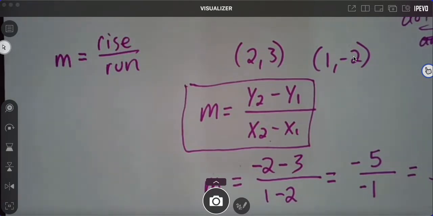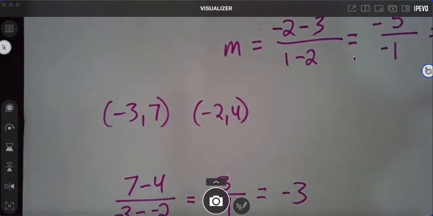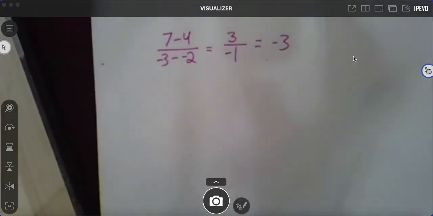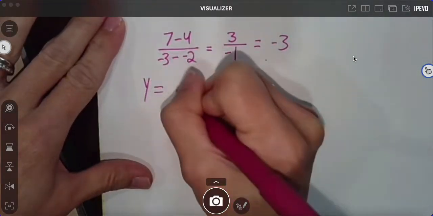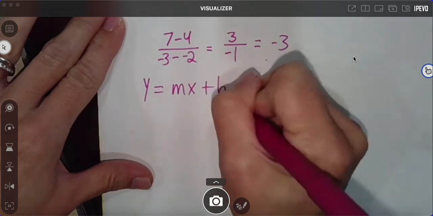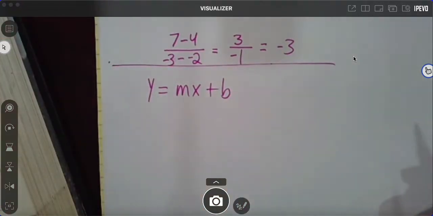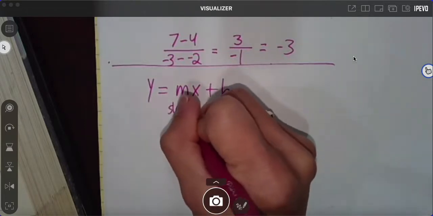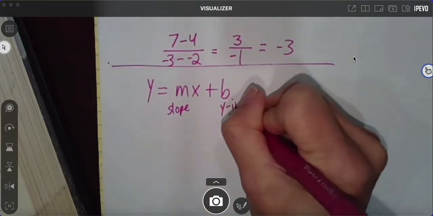Now we're going to look at slope-intercept form. Y equals mx plus b. I'm giving you two things. It's called slope-intercept because what two things am I giving you? A slope and an intercept, and it's the y-intercept. The m is your slope. The b is the y-intercept.